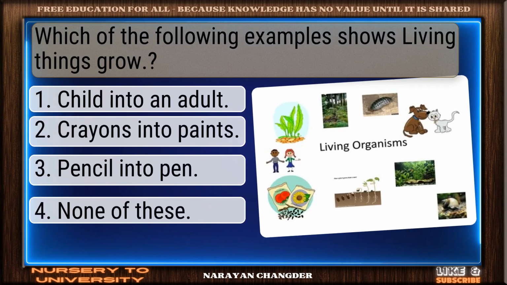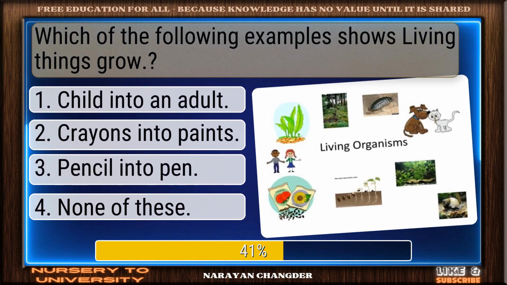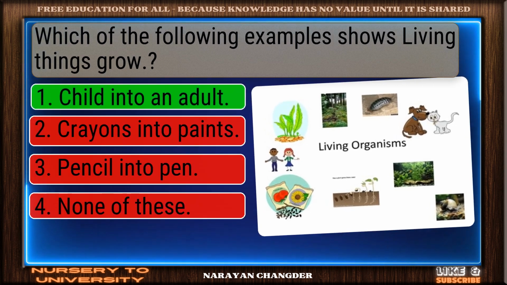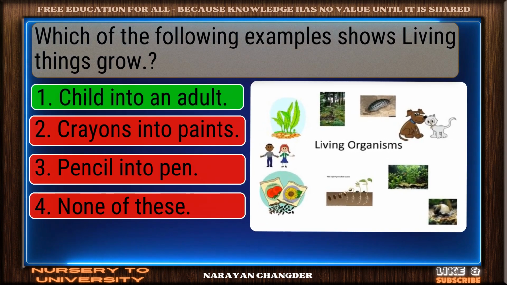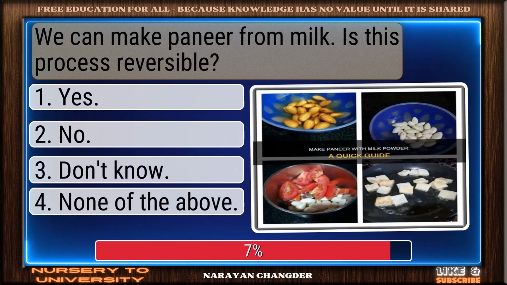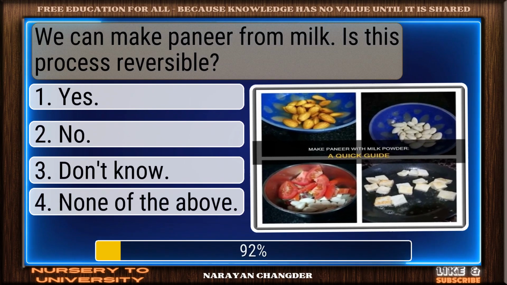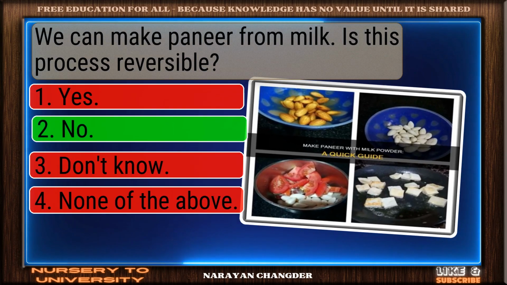Which of the following examples shows living things grow? Good job. Your answer, child into an adult, works well here. We can make paneer from milk. Is this process reversible? Correct response. No is the most accurate answer.